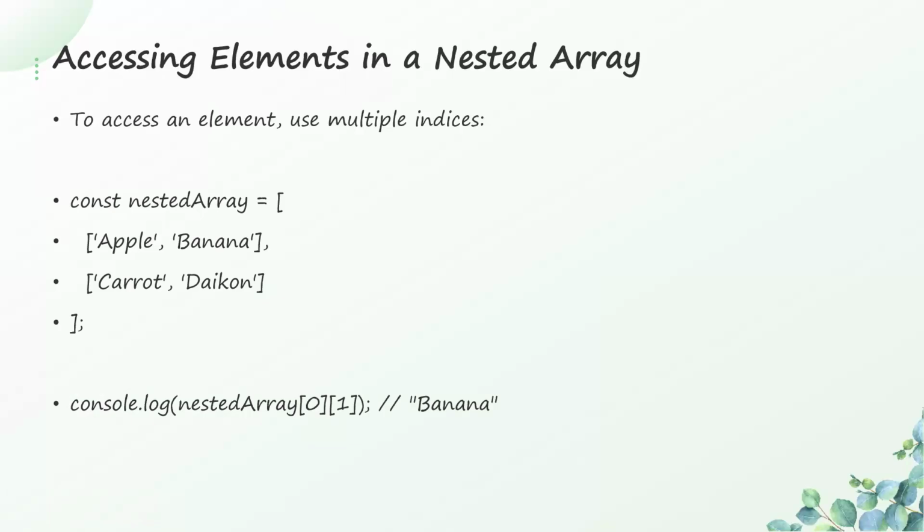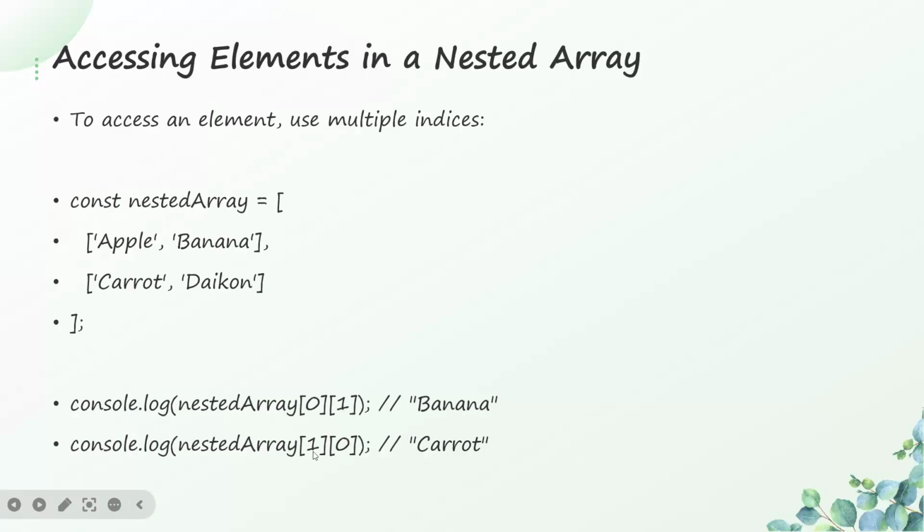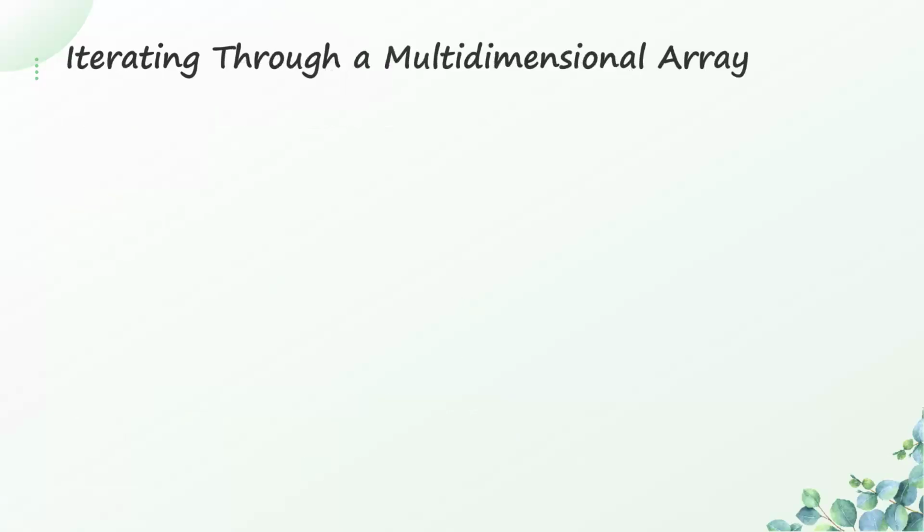Then for the first row, we now want to access the second column. Remember, this is also index based. So the column that is in index 1 is banana. That's how you access it, and that's what I have already shown you. If you want to access the second row, you go for index 1 and then work with the column that you want. So this is how you access elements in a nested array.